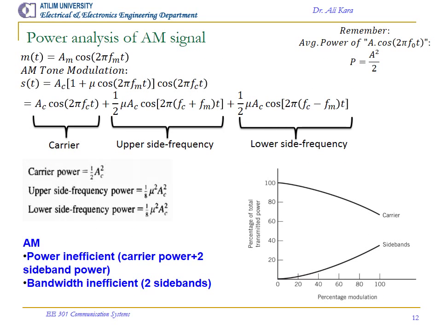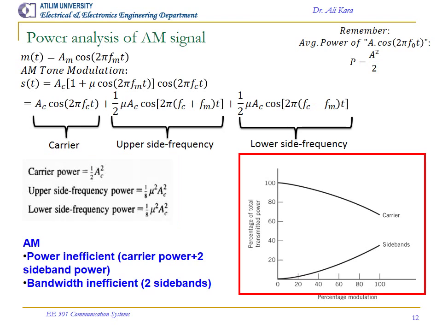Power analysis of an AM signal. An AM tone modulated signal s of t can be explicitly written in 3 terms: the carrier, the upper side frequency, and the lower side frequency. In the single tone modulation scheme, carrier power is 1/2 A_c squared, and upper and lower side frequency powers are equal to 1/8 times mu squared A_c squared. Graph shows the power usage with respect to modulation percentage, that is varying mu.